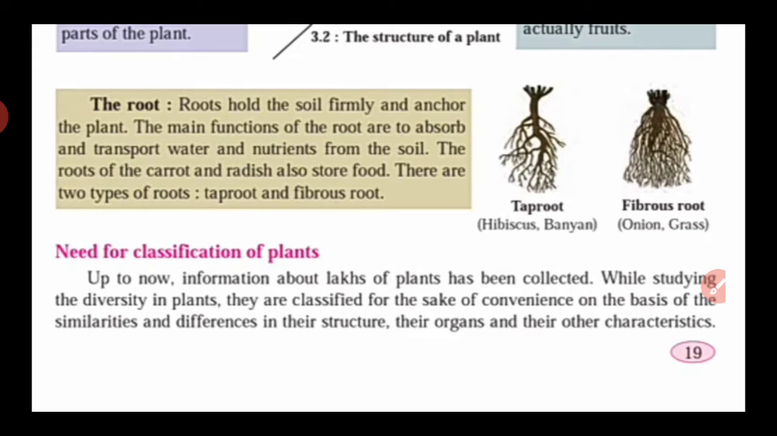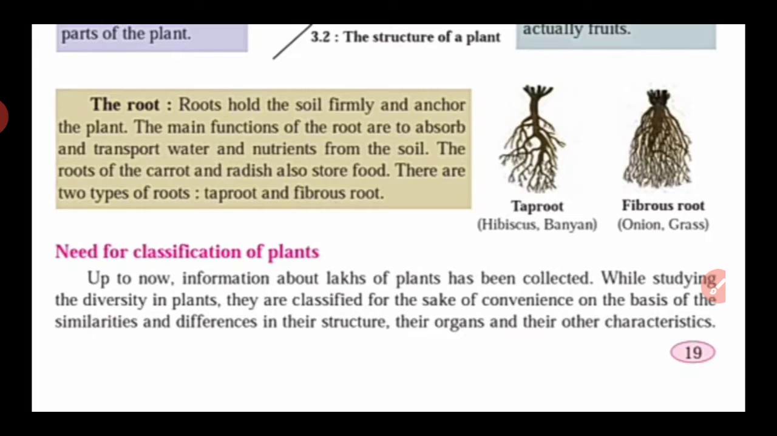Means here on the land or on the earth we see various types of plants, according to their shape and size. Okay, some plants have some similarities and also some differences. Also in structure, some plants are very short, some plants are very big, very tall. Some plants have a flower, some plants don't have a flower. So in this way we see all the types of these plants.